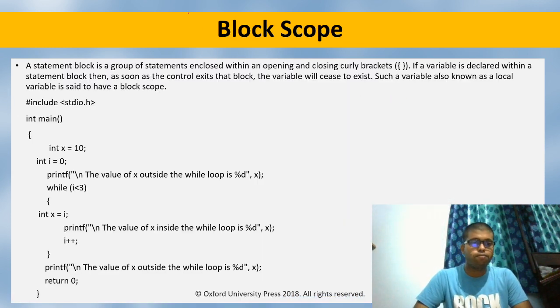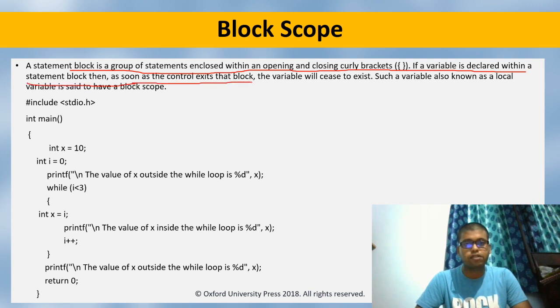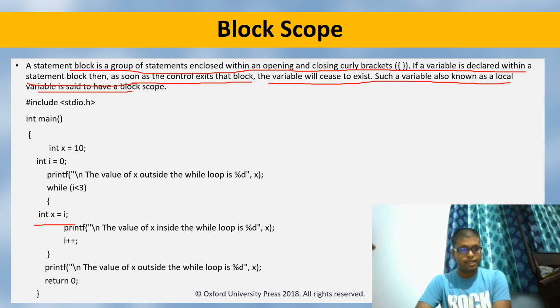So there is block scope. A statement block is a group of statements enclosed within opening and closing curly brackets. If a variable is declared within a statement block, then as soon as the control exits the block, the variable will cease to exist. Such a variable is also known as a local variable. So int x equals i: whenever we exit from this while loop, the variable x ceases to exist.